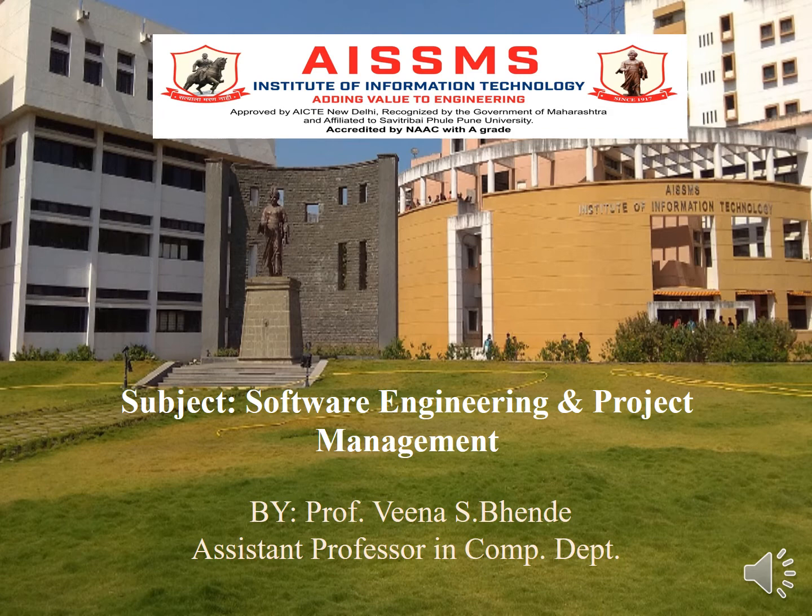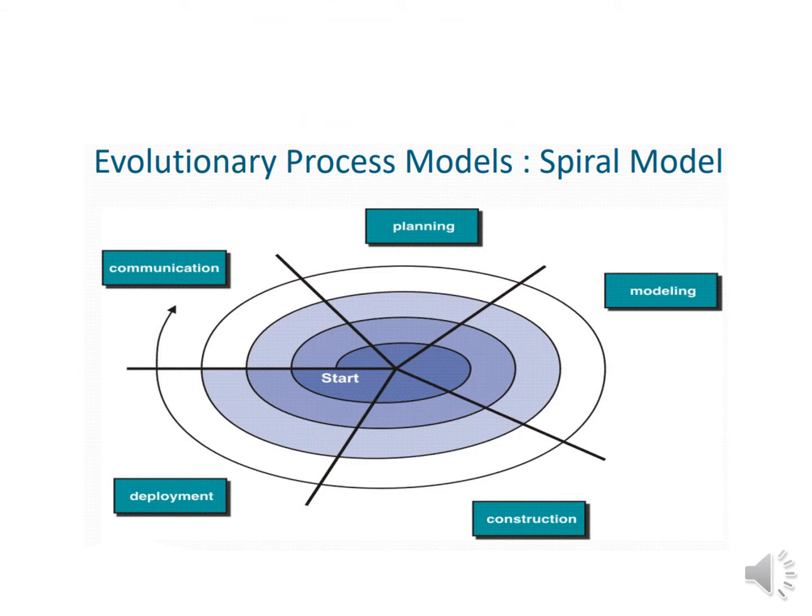In the last lecture we have seen the evolutionary process model, the prototyping model. In this lecture we are focusing on the spiral model. So the spiral model diagram is shown here. What exactly is the spiral model and how does it work? The 5 basic stages are mentioned in likewise fashion here.